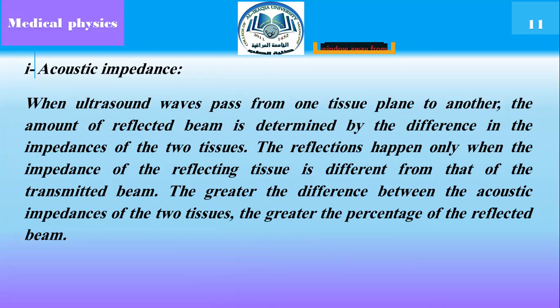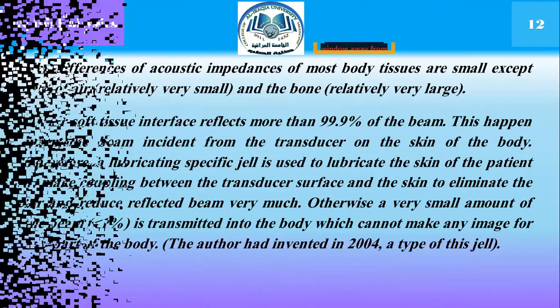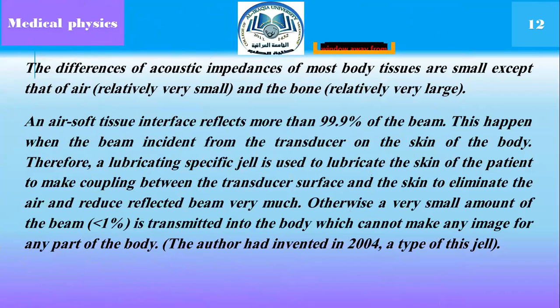The differences of acoustic impedance of most body tissues are small, except that of air, which is relatively very small, and the bone, which is relatively very large. An air soft tissue interface reflects more than 99% of the beam. This happens when the beam is incident from the transducer on the skin of the body.